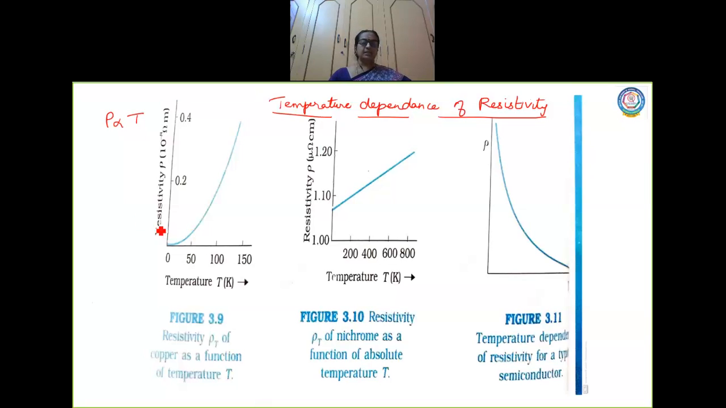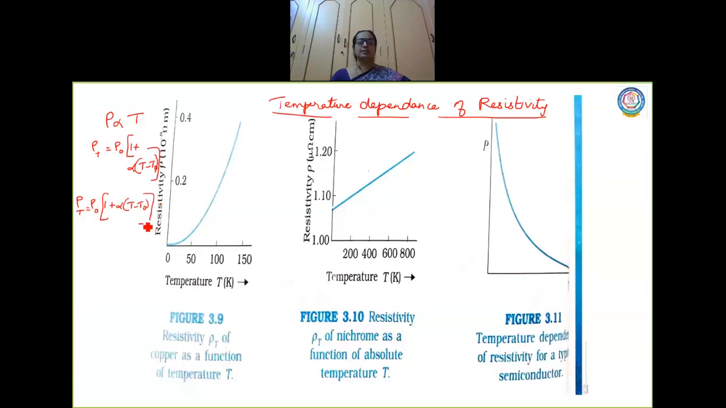Now this can be given by an equation. Rho of T is equal to rho naught into 1 plus alpha, I will write here, children, alpha (T minus T naught). Now this is the expression. This is how I will write it once again very clearly here. Rho of T is equal to rho naught into 1 plus alpha (T minus T naught).